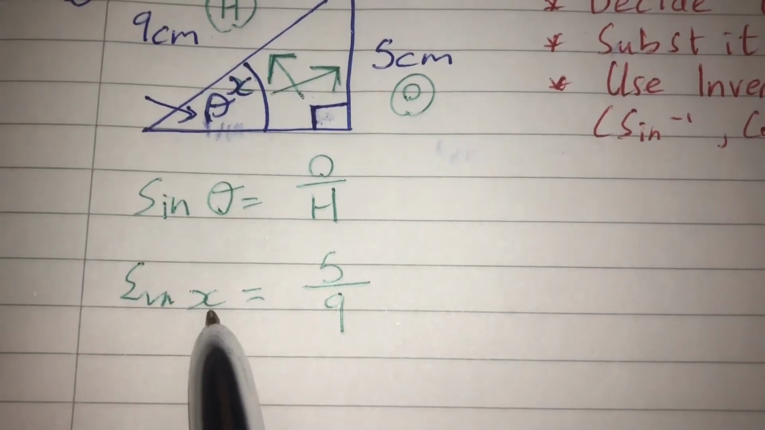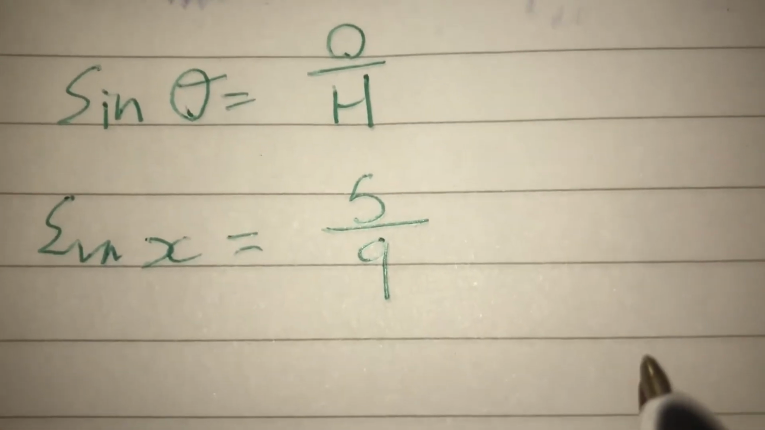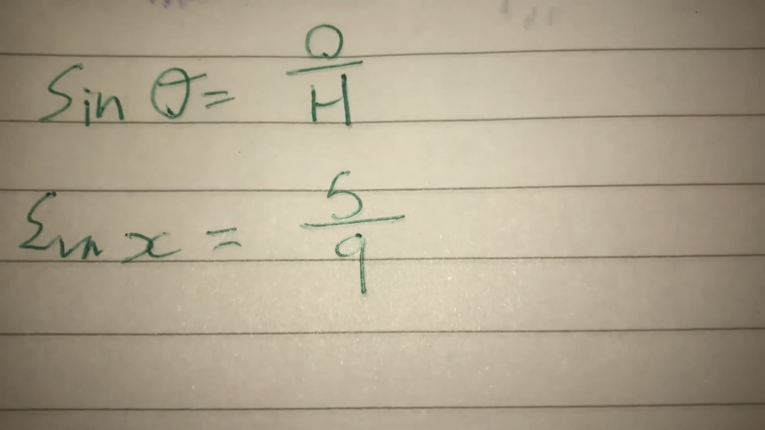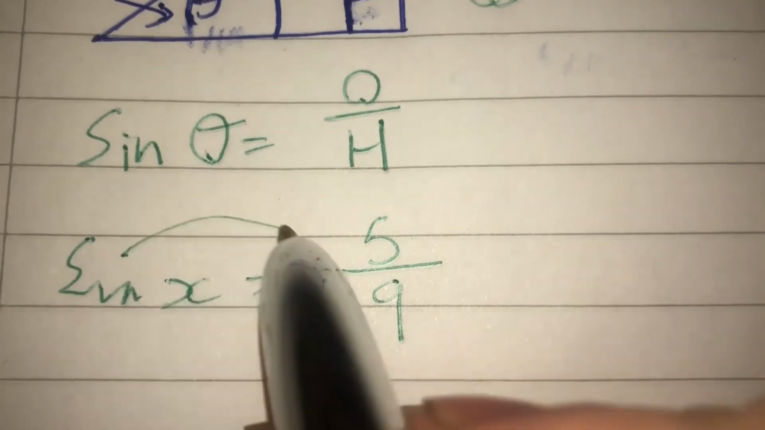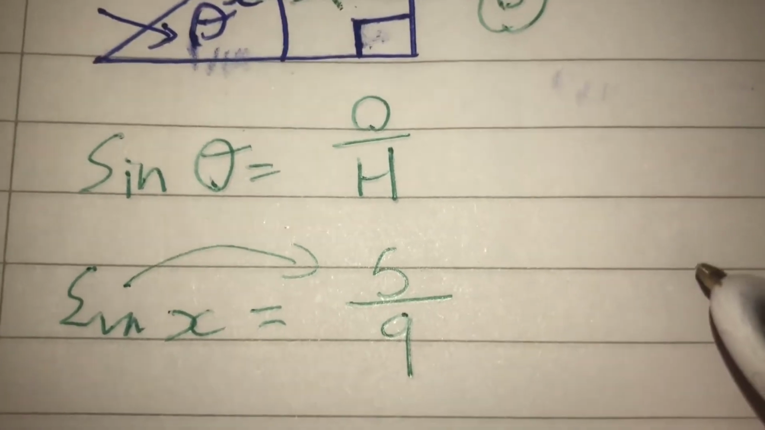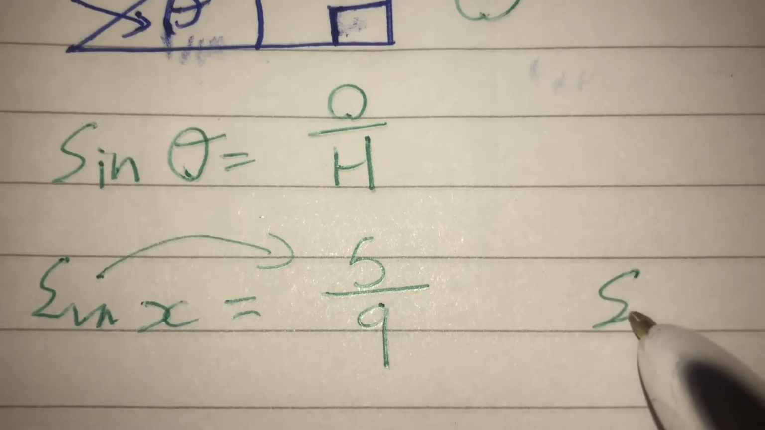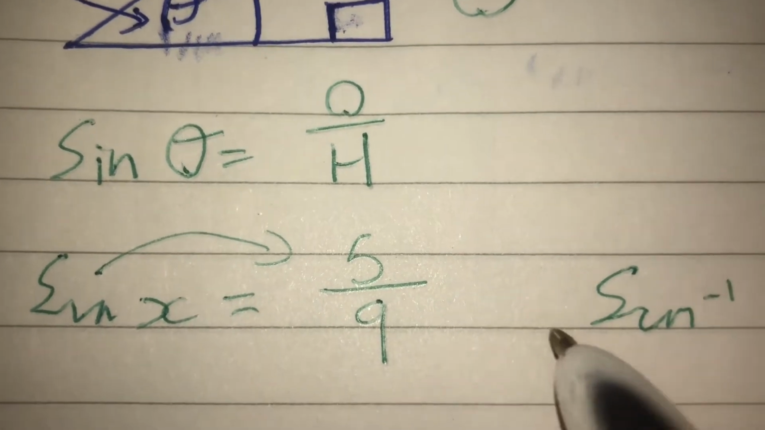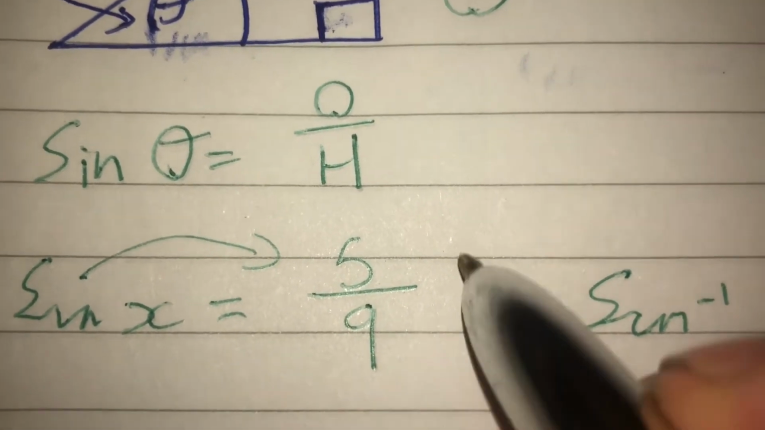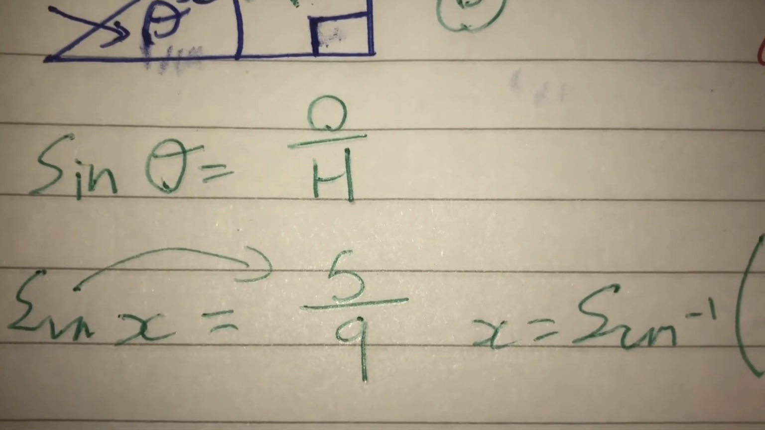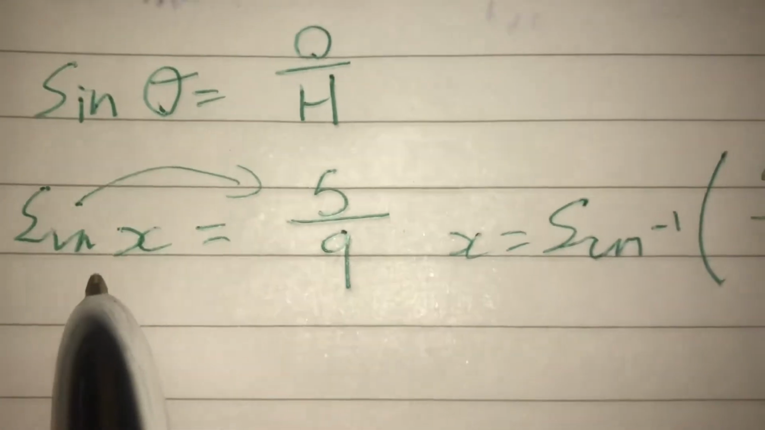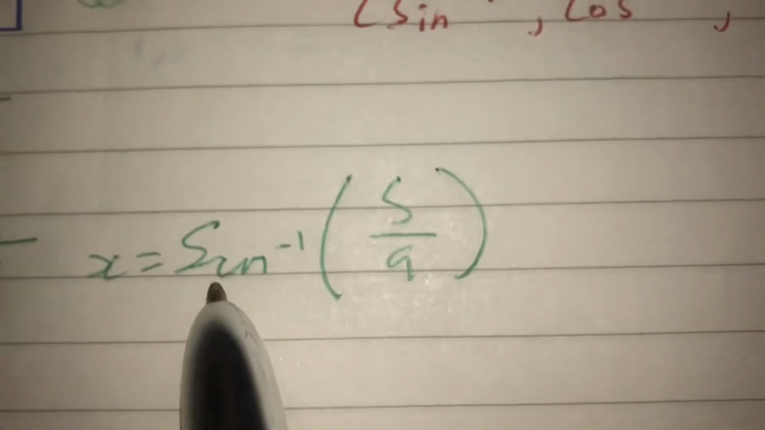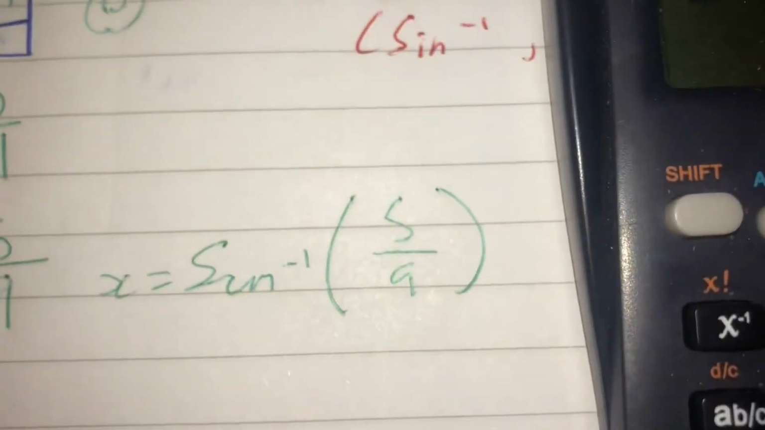And this is where it's now a little bit different. We are trying to find x on its own, so we are going to use the inverse trig function. If we move sine across the equals, like anything we move across an equals, it does the opposite. So sine becomes sine to the minus 1. So x equals sine to the minus 1 of 5 over 9. All I've done is move sine from the left hand side to the right hand side.